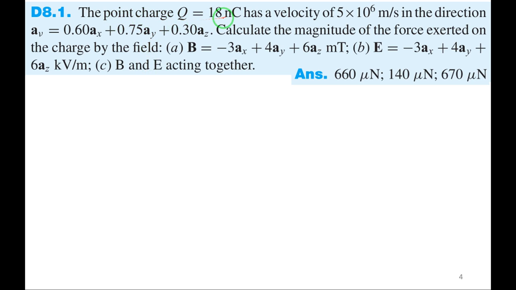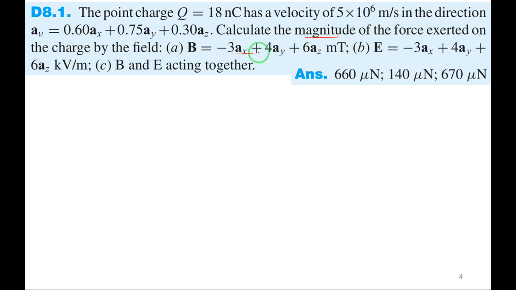The point charge Q equal to 18 nanocoulomb has a velocity of 5 into 10 power 6 meters per second. Right, magnitude is given, in the direction of AV vector, which is given. In this direction it is moving. Calculate the magnitude of the force. They are asking the magnitude, not the vector. First we'll find the vector, then we will take the magnitude. Calculate the magnitude of the force exerted on the charge by the field.